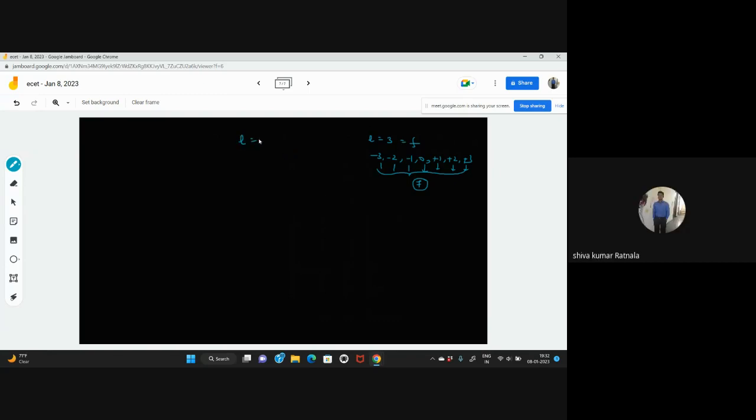Now L equal to 2, let's say, now what do we get? -2, -1, 0, +1, +2. L equal to 2 means 5 orbitals: 1 orbital, 2 orbital, 3, 4, 5. Each orbital holds 2 electrons. So 5 orbitals means 10 electrons.